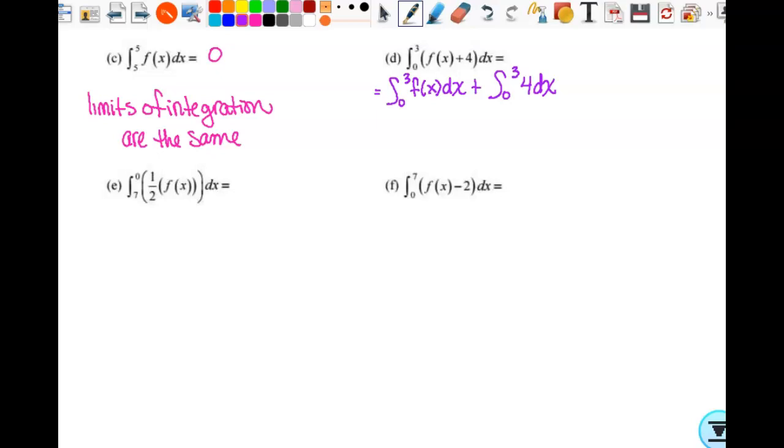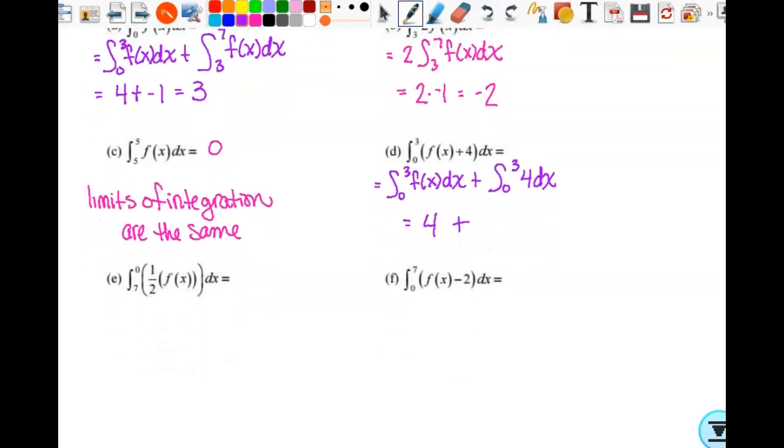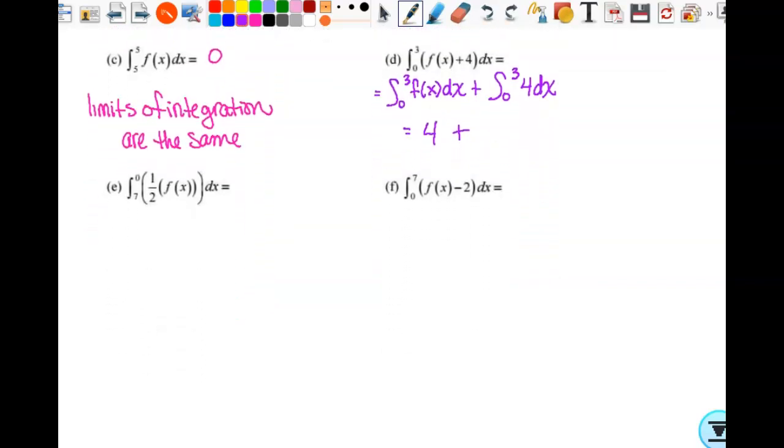Do we know what this value is? 4. They gave it to us. So this is equal to 4 plus, and then I have to figure this out. Let's think about what this means. When you see the integral, it's an area concept. We are looking for the area under the curve, the function value times the change in x.